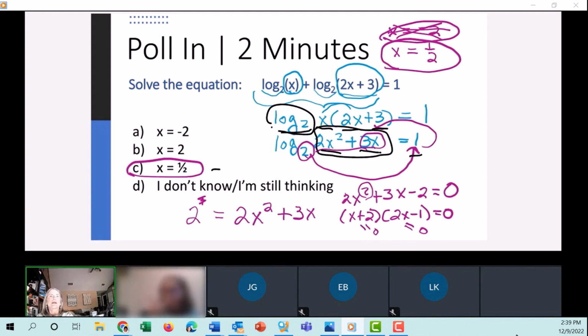But then I have to look at this, because how do I bring this over? We have a base 2, and anything raised to the 0 power is 1. Anything raised to the 0 power is 1. So we've got to write this as a log. We have a log on the left. We've got to write a log on the right. So 1 is equal to log base 2.